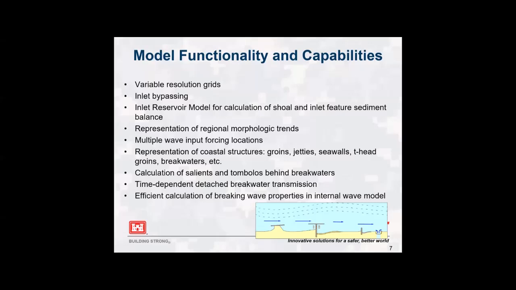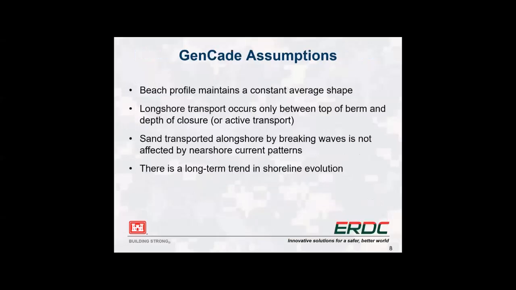We can represent coastal structures such as groins, jetties, seawalls, and T-head groins. You get salients and possibly tombolos behind the breakwaters. We have multiple methodologies on the breakwaters, including RNs, and a steady state one like a transmission coefficient. And the wave breaking is calculated internally to the model. We have diffraction routines for the groins.